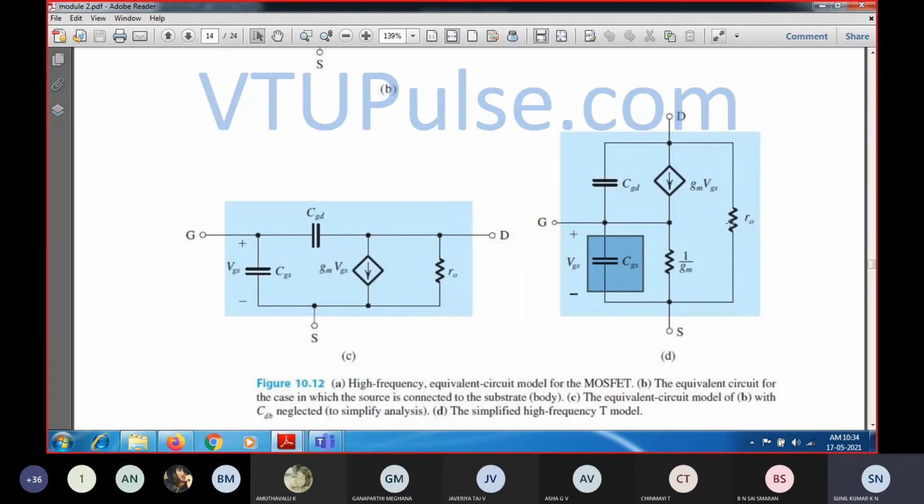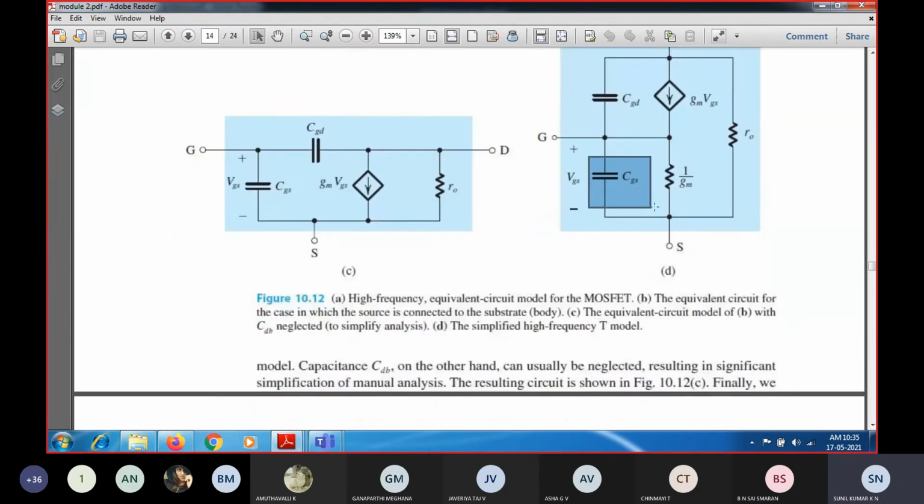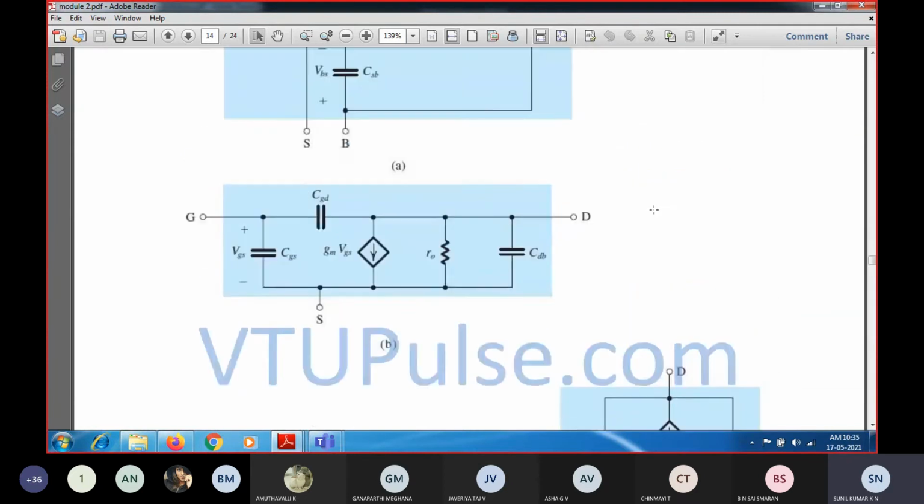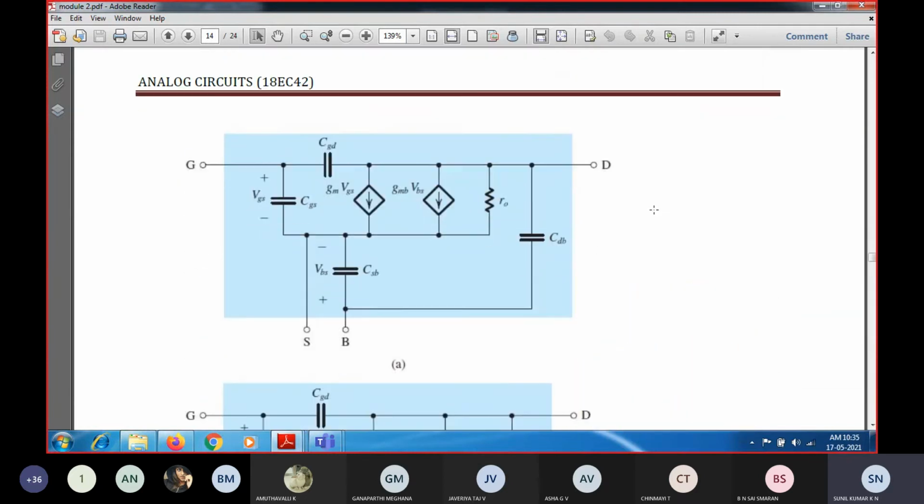So we have developed this, and now for the high frequency equivalent circuit, again you're going to add these two capacitors, CGD as well as CGS. So this is the simplified high frequency T equivalent model. As we have seen for the common source with source resistance as well as the source follower, we have considered the T equivalent circuit model. For analysis purposes we have changed it, so you can see this is a high frequency T equivalent circuit model. So this is the development of the high frequency equivalent circuit model.